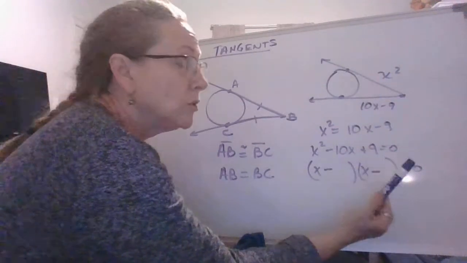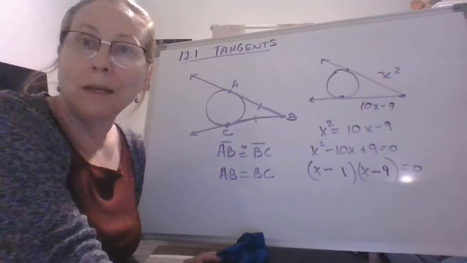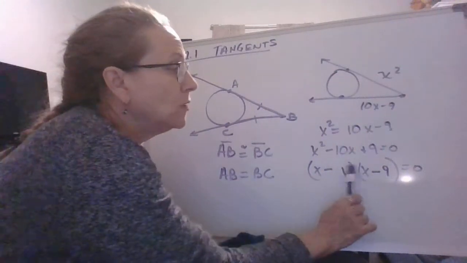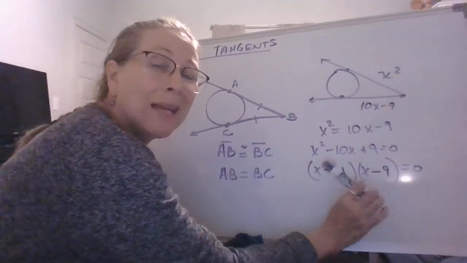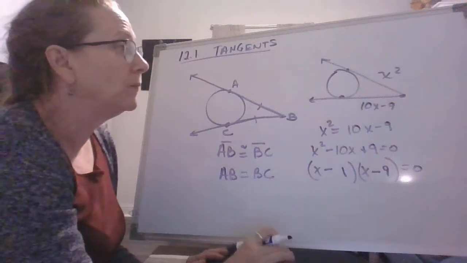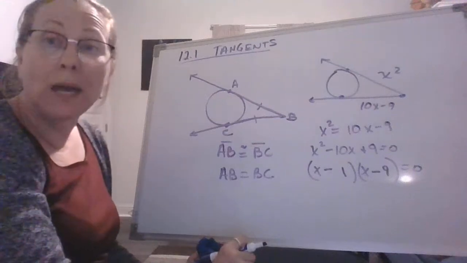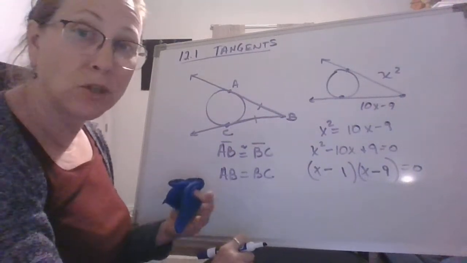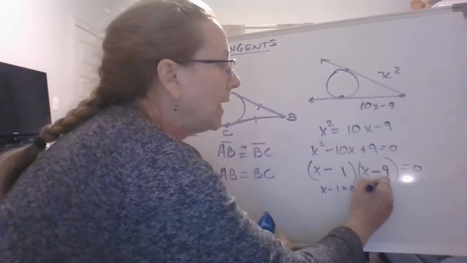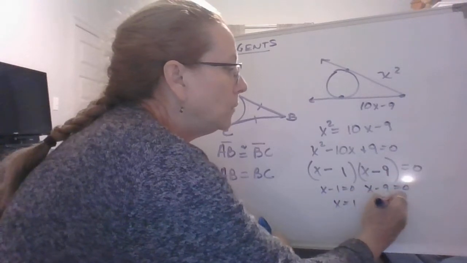Now, we need numbers that multiply to 9 and add up to negative 10. Negative 1 and negative 9 multiply to 9 and add to negative 10. For example, if you picked 3 and 3, they would multiply to 9, but they would add up to negative 6, so that wouldn't match. So this is the only option. Now, if you recall from Algebra 1, in order to find our x values, we have to set each factor equal to 0. So x minus 1 equals 0, and x minus 9 equals 0. So x could be 1 or x could be 9.